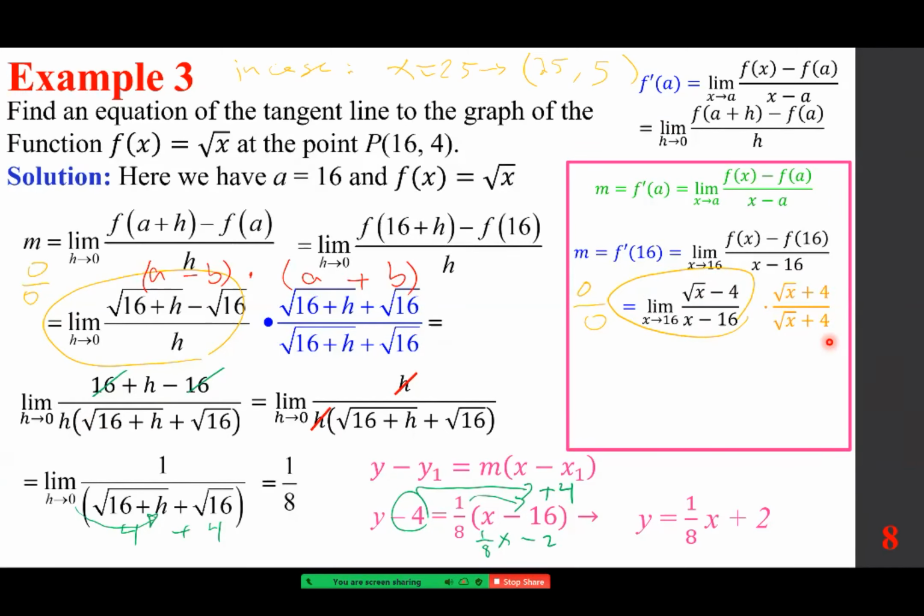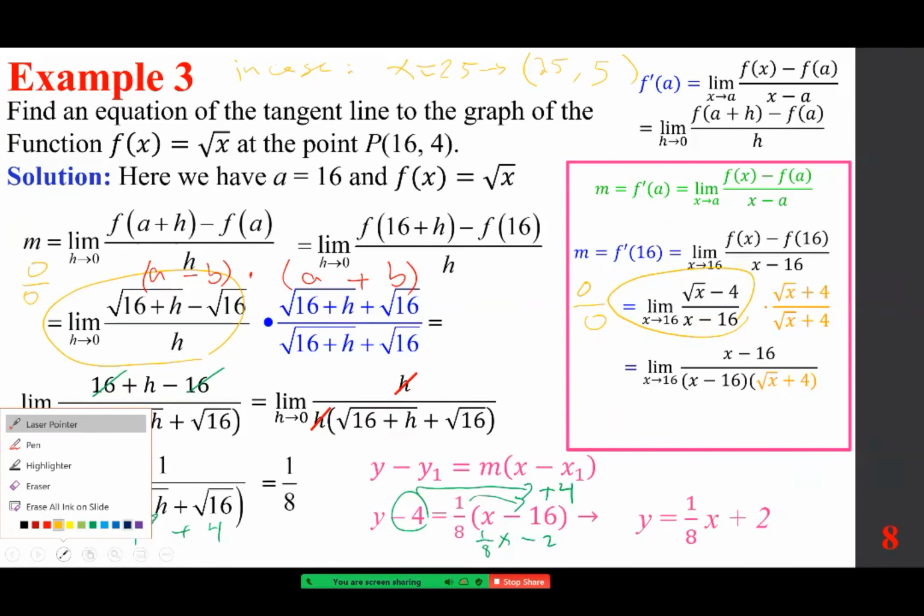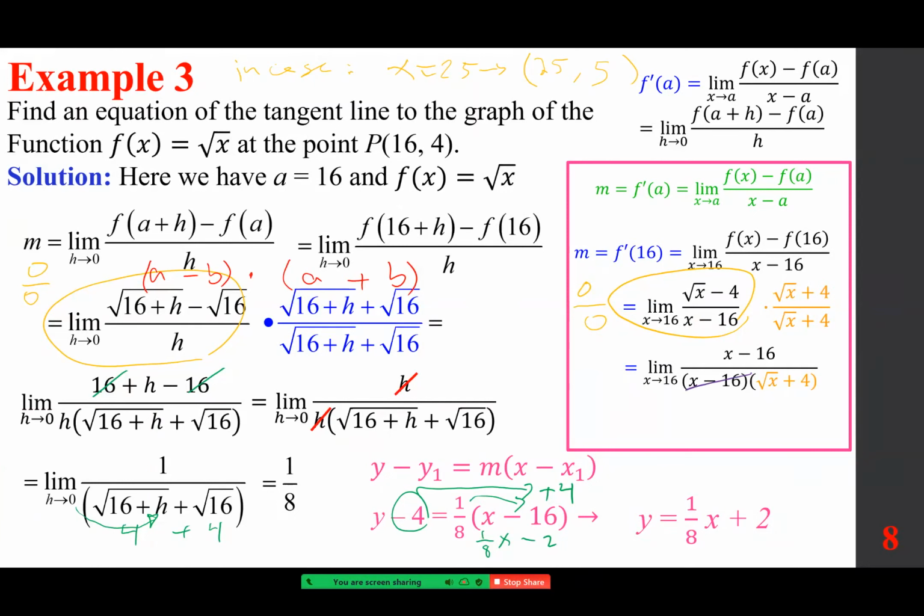So when you do that, I hope you realize for the top, this comes out as x minus 4 squared, which is 16. And the denominator, we just write as a product. We never, ever distribute. And so the result is x minus 16 goes away and the numerator becomes 1. And now if you replace the 16, you get 4 and 4, 8.